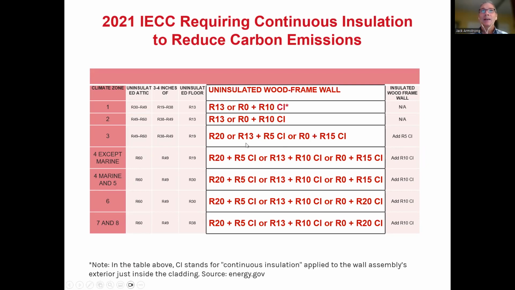Or you can have the code minimum insulation in the 4.5-inch wall plus continuous insulation of R5. Or you can say, hey, I'm not going to put any insulation at all in the cavity, R0, and I'm going to put it all externally on the outward side of the wall, with an R15 continuous insulation. And so you can follow through how the chart goes here.